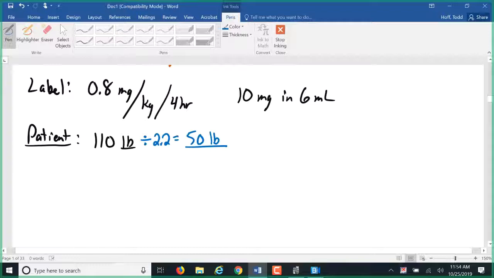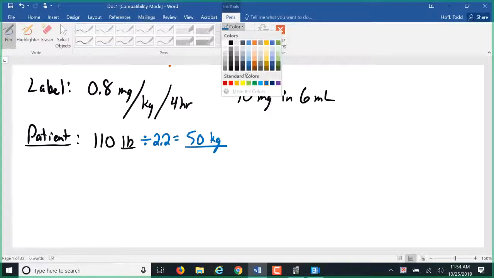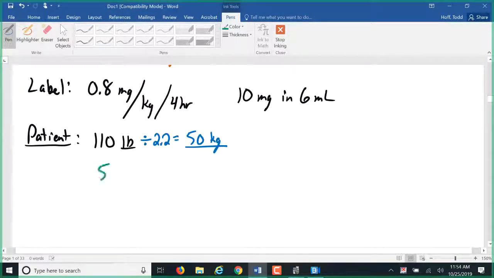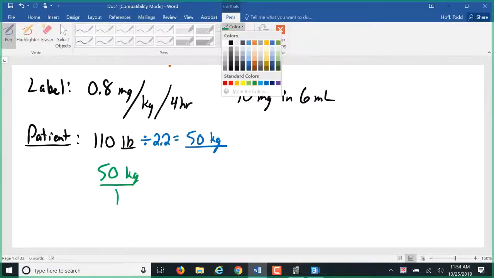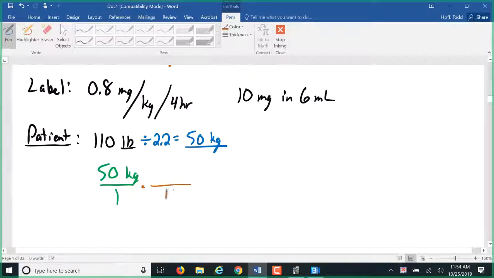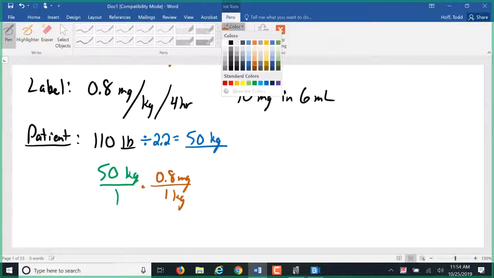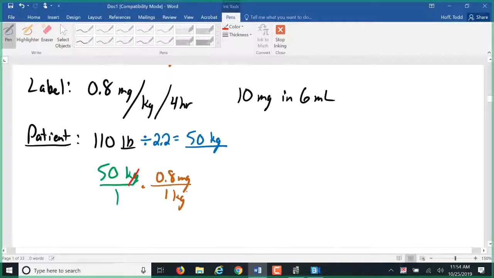So we start out by taking our 110 pounds, we'll divide by 2.2, get the 50 kilograms for our patient. Start off with our 50 kilograms in our calculation. 1 kilogram is equivalent to 0.8 milligrams. Kilograms are canceled out.